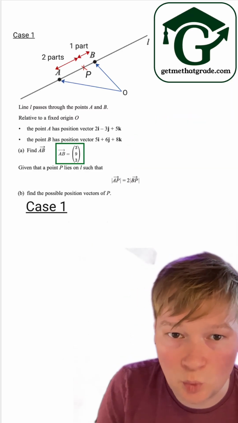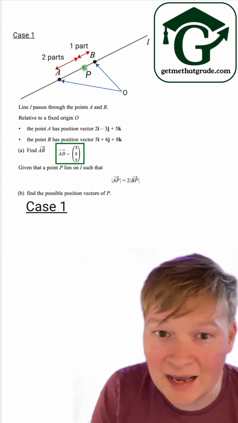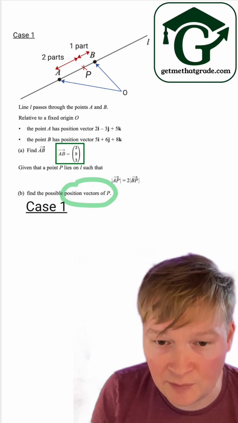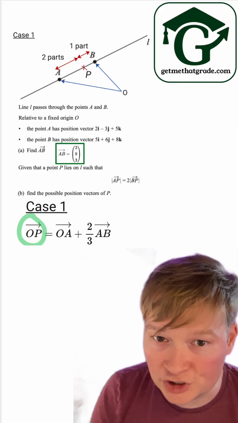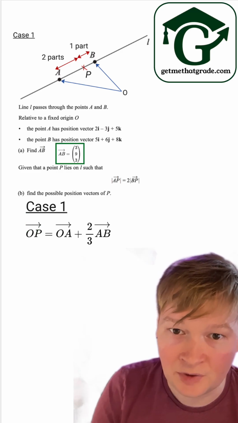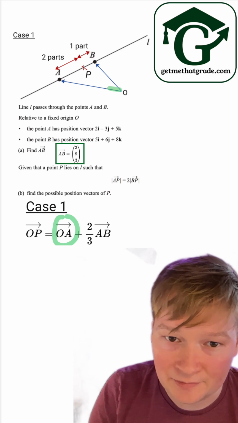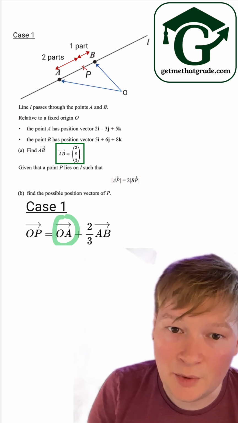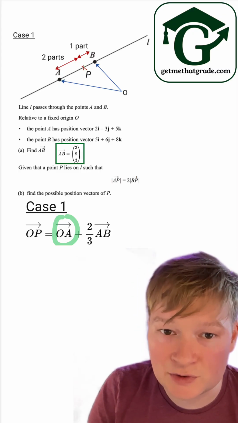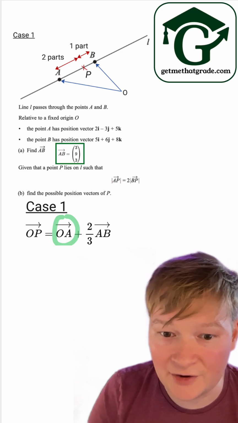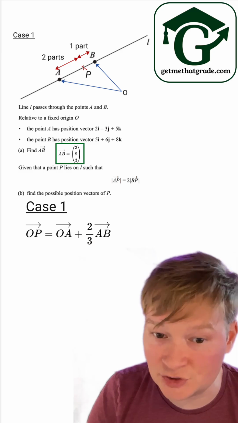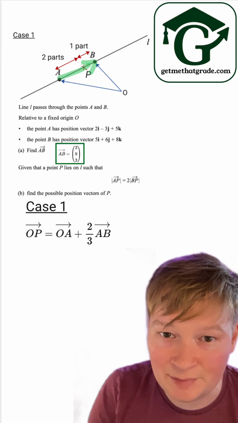Let's consider case 1 in detail. Case 1 was where P lay between A and B, like so on the diagram. We're asked to find the position vector of P. That's the vector that takes us from the origin to P. How can I get starting at the origin to P? Well, I could go from O to A along this vector, and then I would have to go from A to P. But A to P is 2 parts out of 3 parts total of the length A to B, the vector A to B. So it's 2 parts out of 3, 2/3 of the vector A to B.